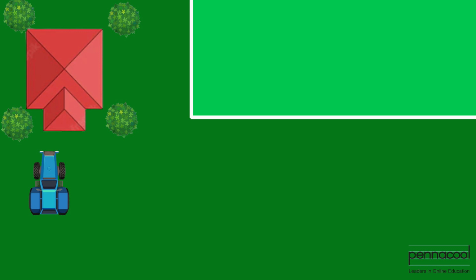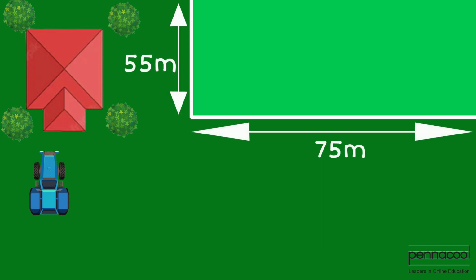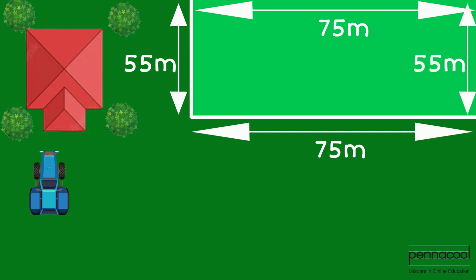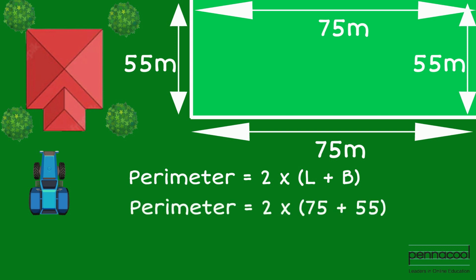Mandy firstly measures the distance around this rectangular plot of land. The plot is 75 meters long and 55 meters wide. The perimeter would be the sum of all the sides. That means two lengths and two breadths. So we can say 2 multiplied by (length plus breadth). When we use 75 as the length and 55 for the breadth, we get a perimeter of 260 meters.